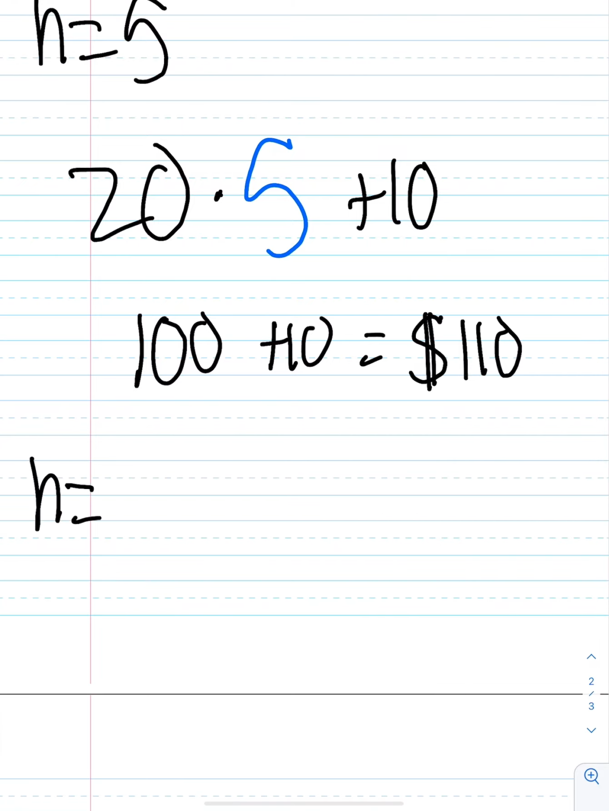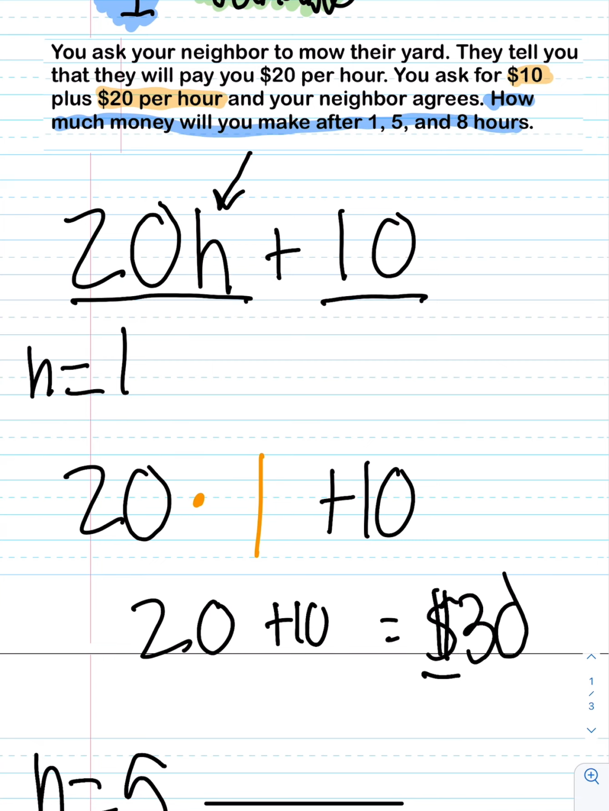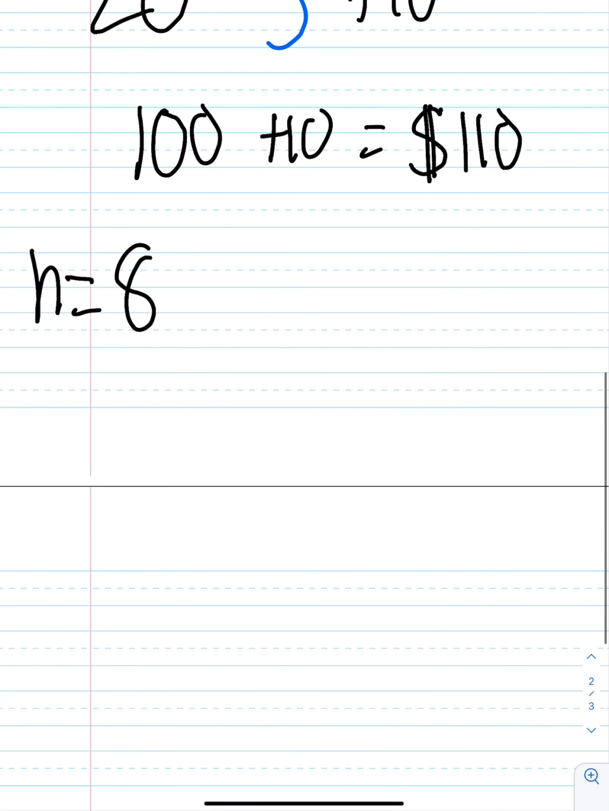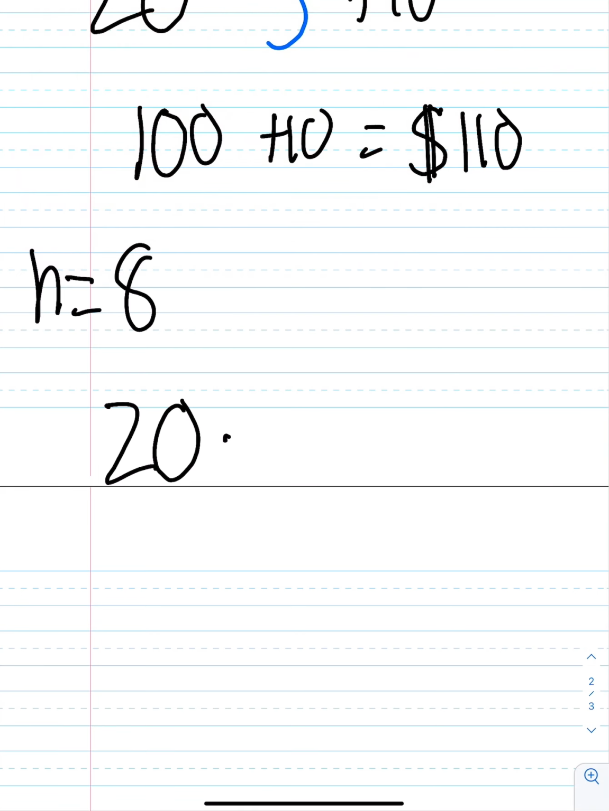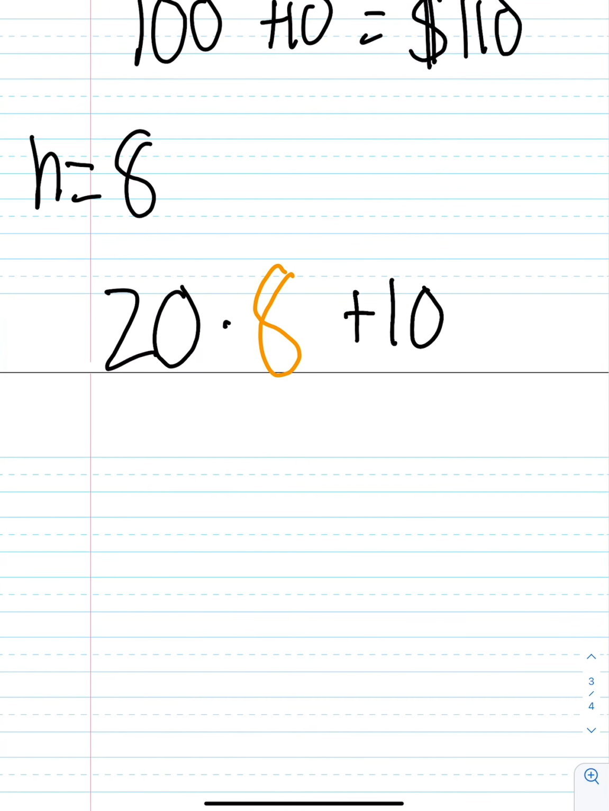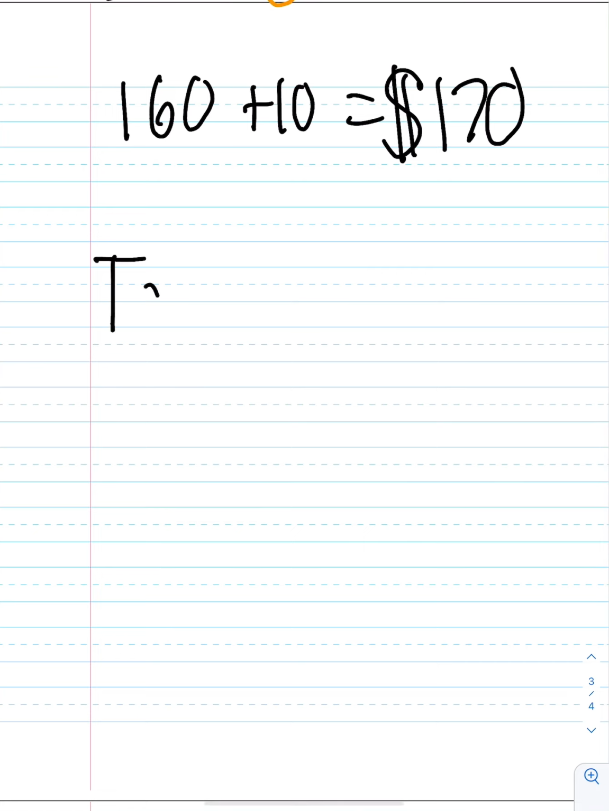So whenever h equals 8, and when I'm saying this, I'm just saying we're plugging whatever value in for our variable h. 20 times, let's use a fancy color, let's use orange, 20 times 8 plus 10. It's 20 times 8. I know 2 times 8 is 16. There's a 0 in there. Add a 0. That's 160. Plus 10. It's going to equal 170.